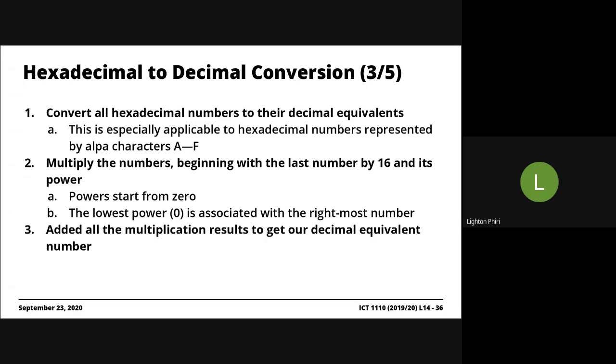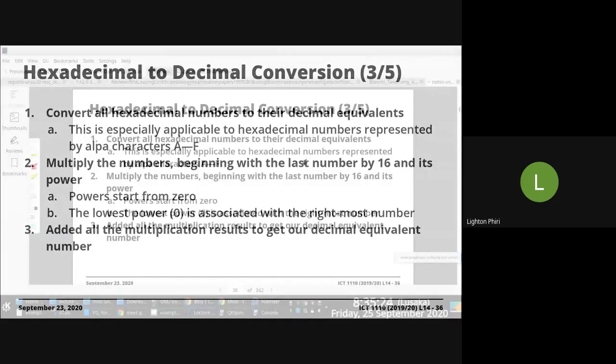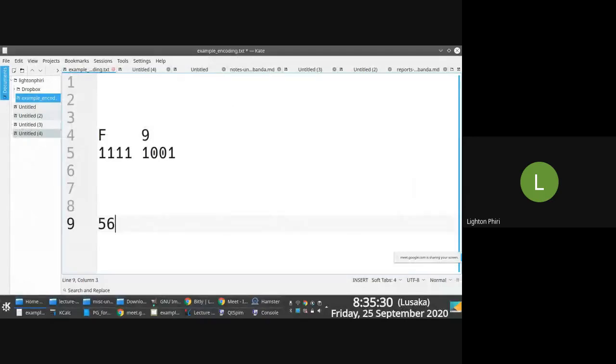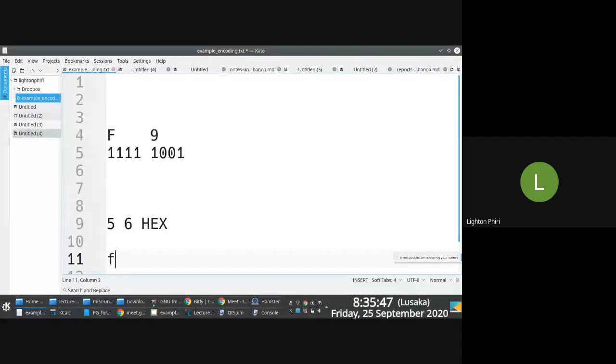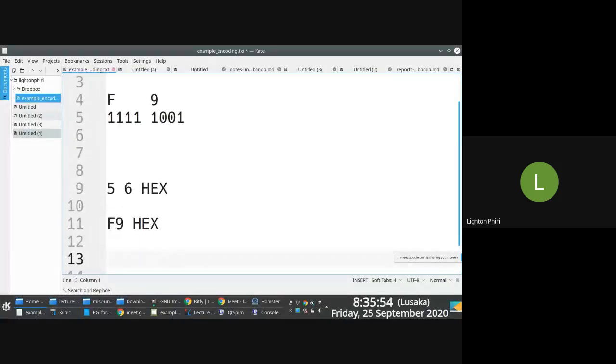If you have a hexadecimal number like 56, for instance, 56 in hex, there's no need for you to convert the symbols to the equivalent decimal because they're already decimal. 5 is 5, 6 is 6. But if you have a number such as F9, to convert F9 to decimal, the first step is you convert a symbol like F to its equivalent decimal. This would be 15, 9.